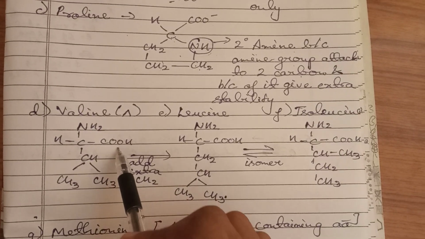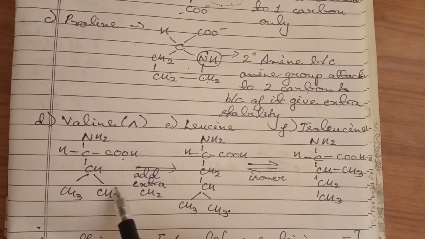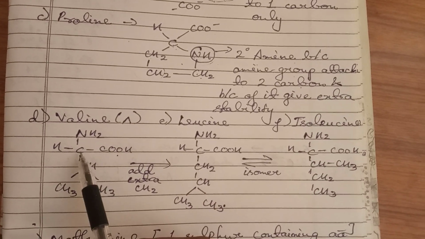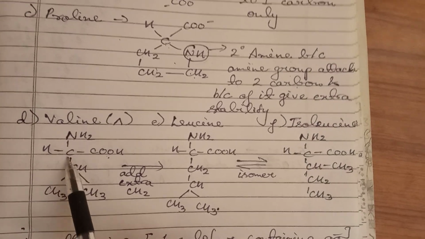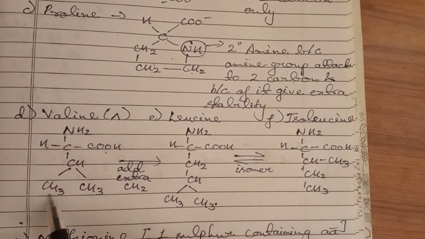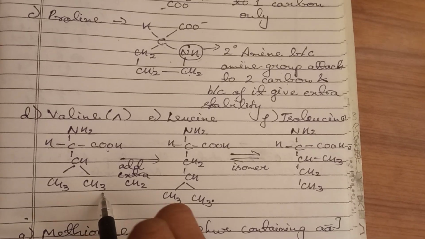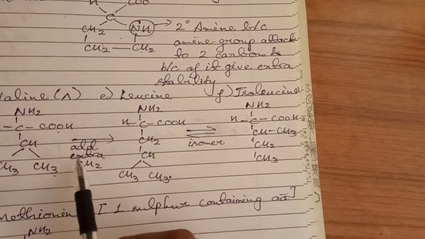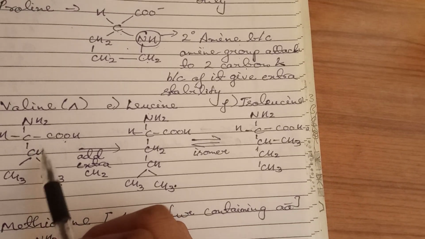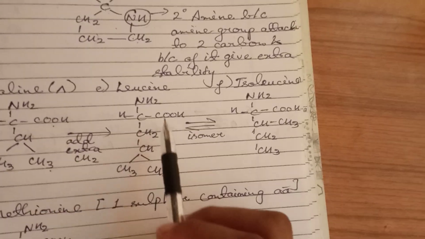Now we are going to study valine. As we know, it has an inverted structure: the carbon is attached with the amine, carboxylic group, hydrogen, and CH and two more CH3 groups. Valine. And just like leucine, if we add CH2 in valine then it becomes leucine.